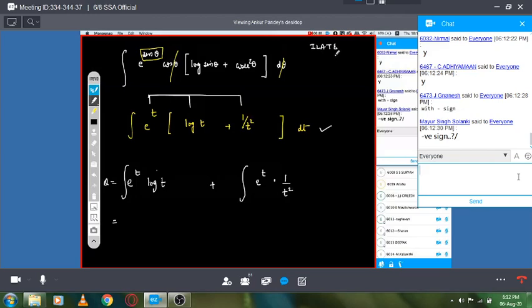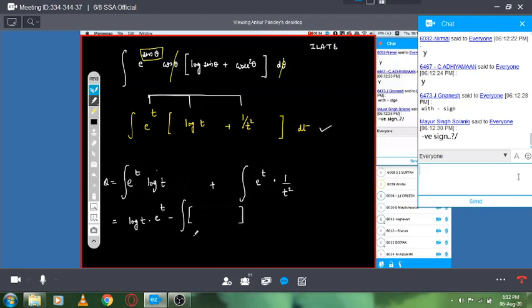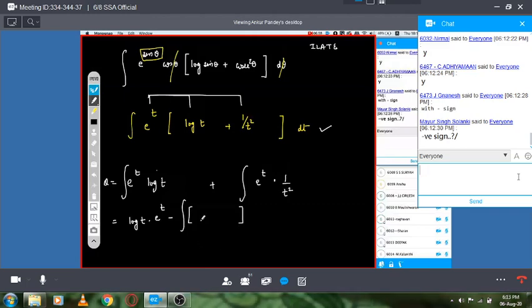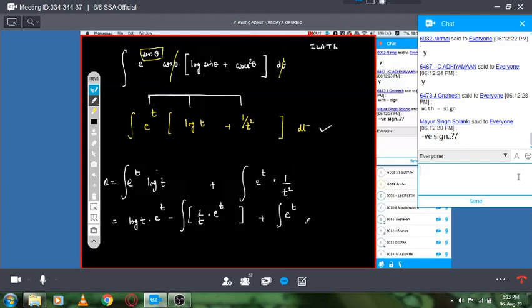Let's try. e to the power t is the second function. Logarithm is the first, as it is. Integration of second minus integration of differentiation of first into integration of second. Got it? Plus integration of e to the power t.